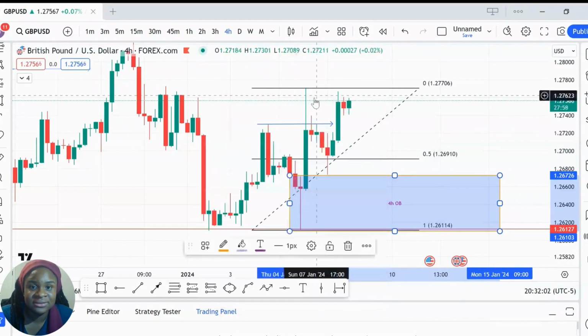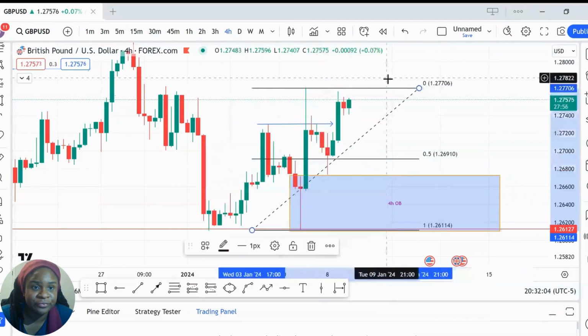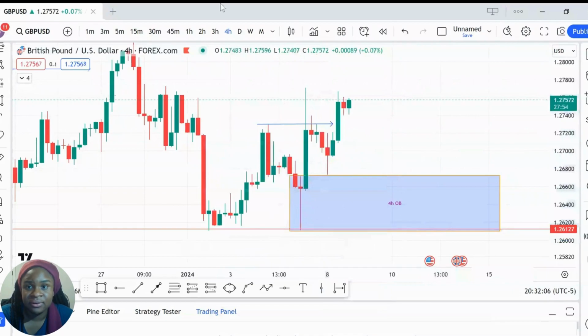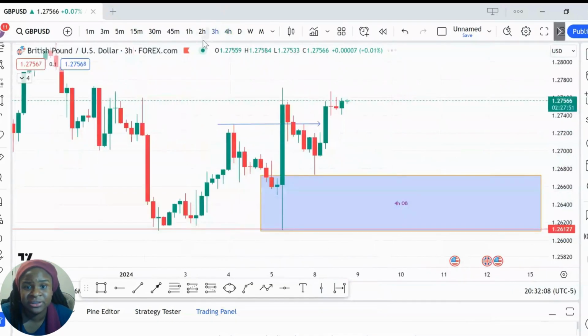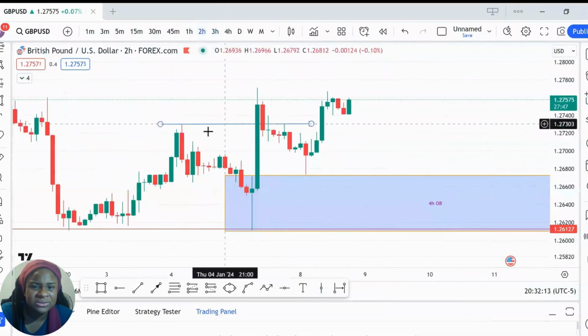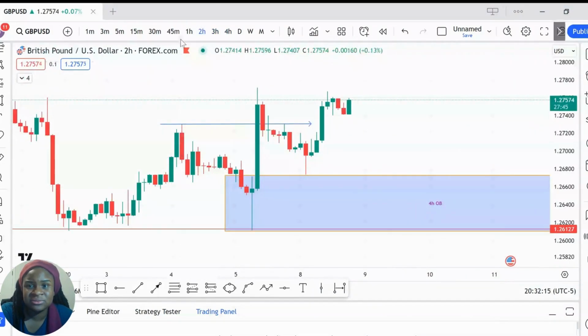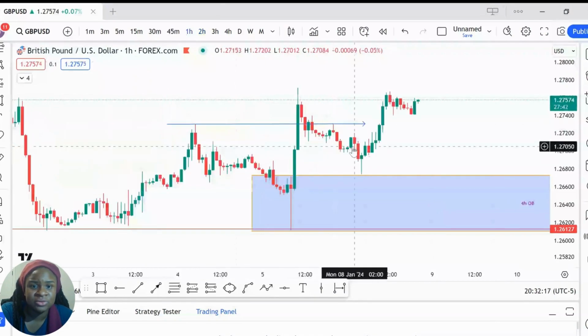On 4 hours, I remove the Fibonacci from there. Then I come down. Sometimes I might check 3 hours. Sometimes I might check 2 hours. Just see what's happening there. There's nothing there. Then I come down to 1 hour.